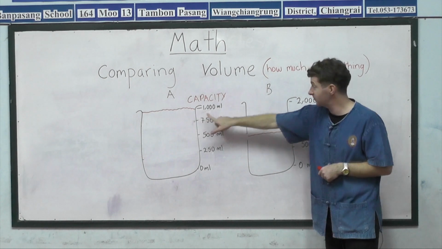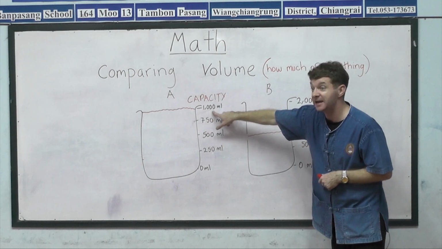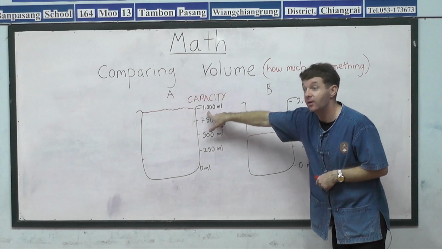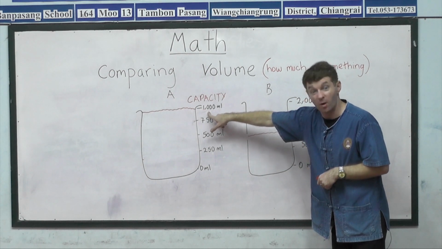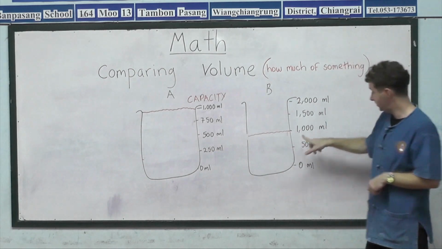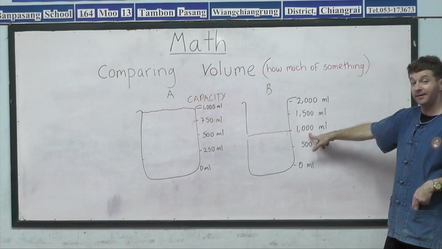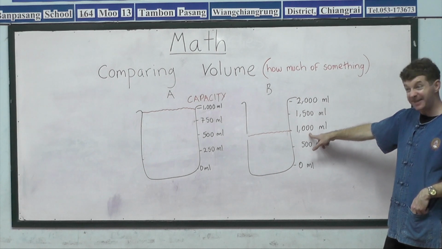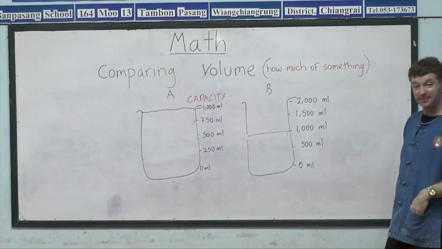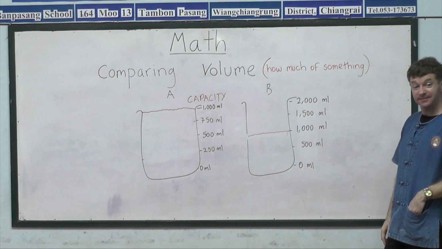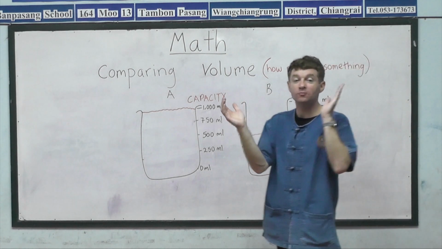Now here, can you see what's the volume of container A? 1,000 milliliters. What's the capacity, the volume of container B? 1,000 milliliters. Excellent. So they're the same. You understand, guys? Yes. Excellent. Round of applause. Well done.